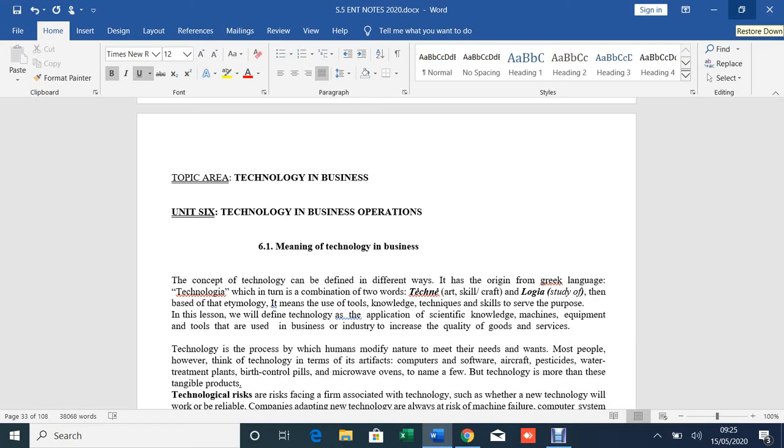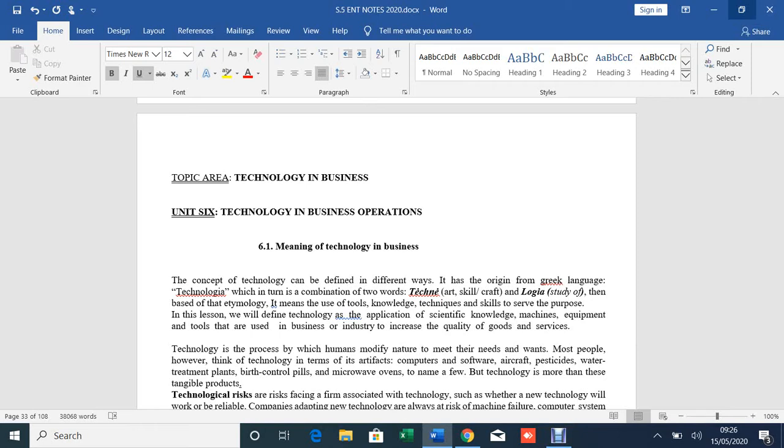Today we are going to learn a new topic, a new unit: technology and business operations. As you know, today you need to use technology in all businesses and in all activities you have. For example, today in Rwanda, wherever you are, it's very simple to buy and sell by using technology when you have a network.